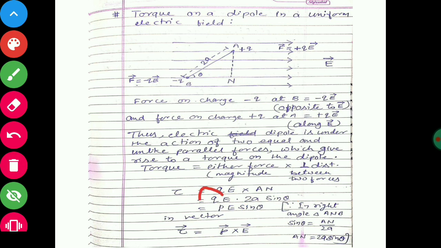Now see, Q into 2a is what? P. Rest of the terms as they are. So torque is P E sin theta, where P is written in place of Q into 2a. In vector form, because you know that torque is a vector quantity, tau vector is equal to P vector cross E vector. Hope you understand.